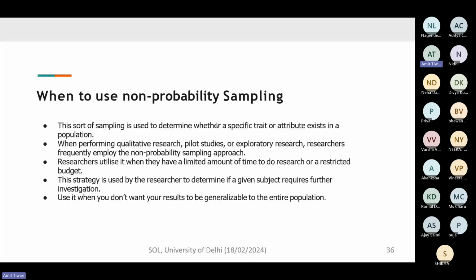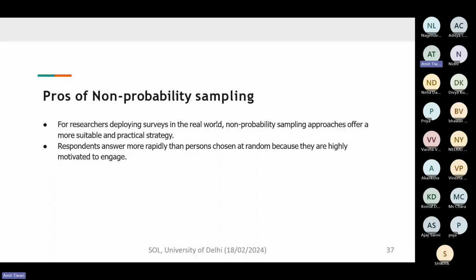Okay, so one aspect is that generalizability is affected in non-probability sampling. You cannot generalize at a very large scale if you are using non-probability sampling. But the advantage is that, as I told, it is less time consuming, and you can do it rapidly.